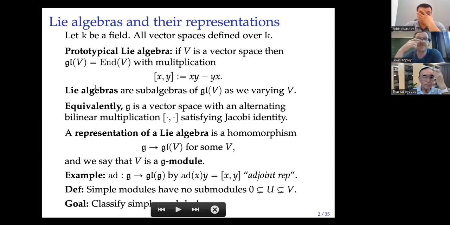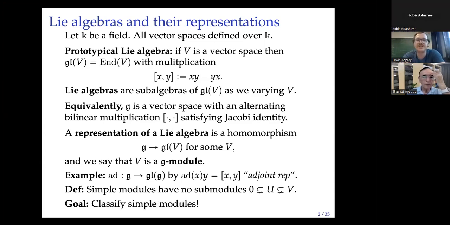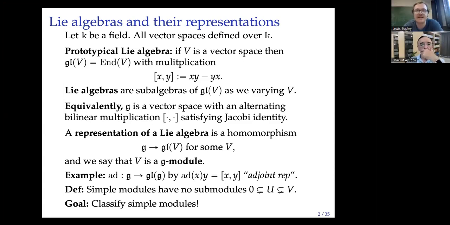So Lie algebras, you can define them to be just the subalgebras of GLV as we vary V over all vector spaces. Or equivalently, we can take a vector space which has an alternating bilinear multiplication satisfying Jacobi. That's the textbook definition. And a representation will be a homomorphism from this chosen Lie algebra into some GLV. We say that V is a G module in case that we have a representation.